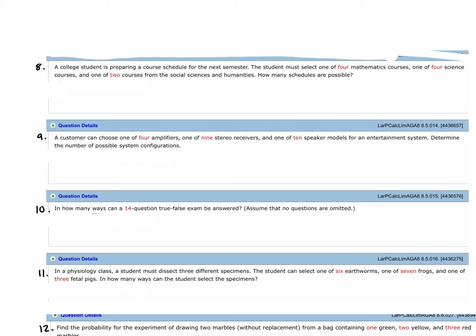What should we do here? Yep. We're picking one of 4 math, so there's 4 options for that course. One of 4 science, so there's 4 options for that one, and one of 2 of the social sciences, so there's 2 for that. So 4 times 4 times 2 would be 32.